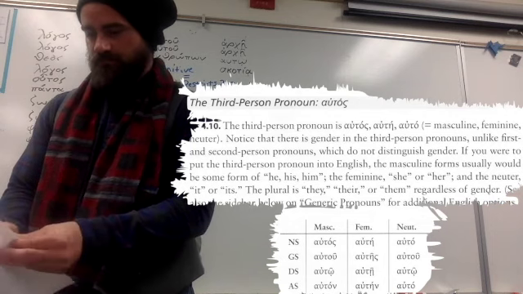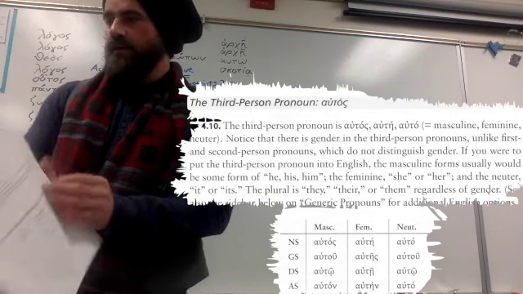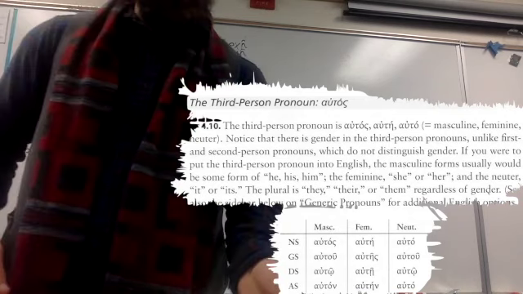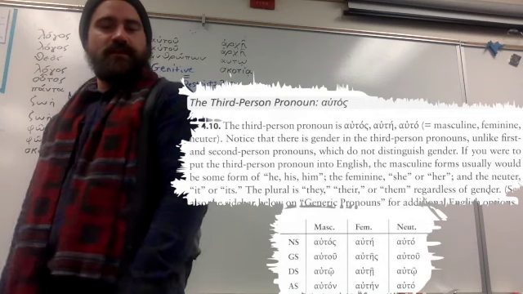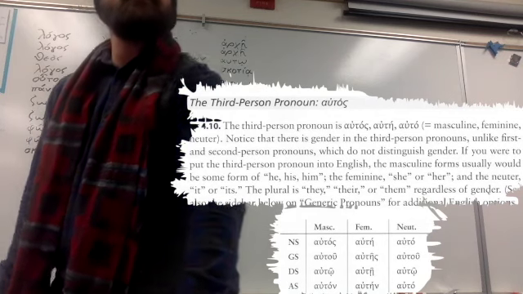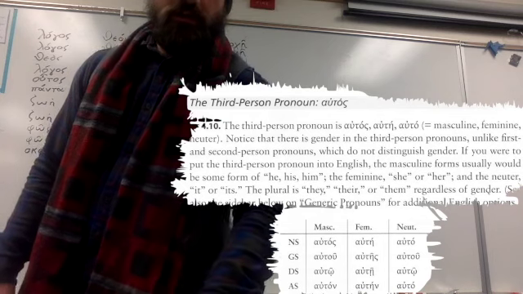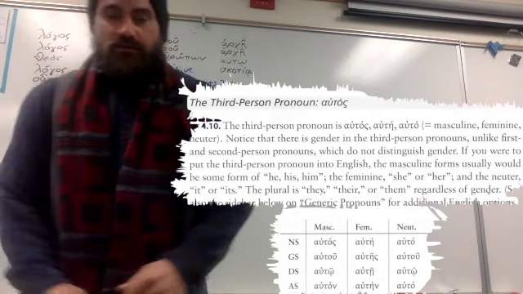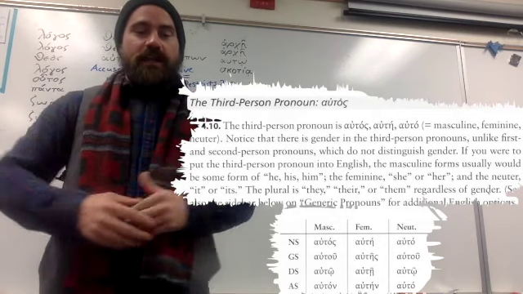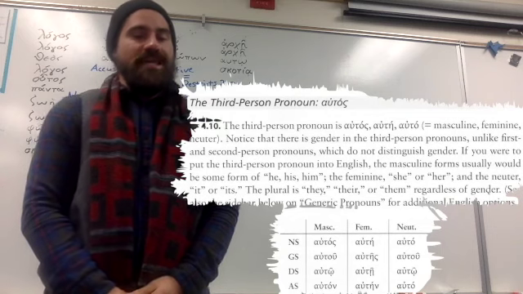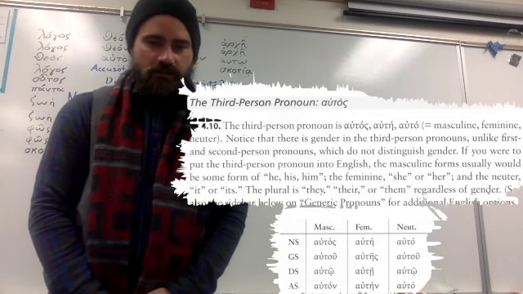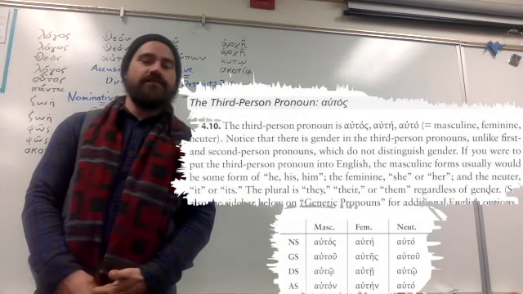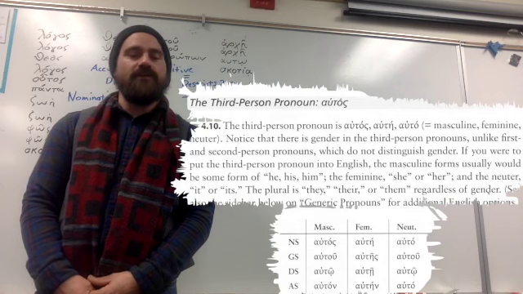Wow, that's the wrong one, isn't it? I don't know where it went. Where did my piece of paper go? There it is. So if you look at the first and second person pronouns, there's no gender in them. They're generic. But on page 8 with your third person pronouns, there's actually gender. In English, the masculine forms usually would be some form of he, his, or him. The feminine is she or her, and the neuter is it or its. The plural is they, their, and them, regardless of gender.